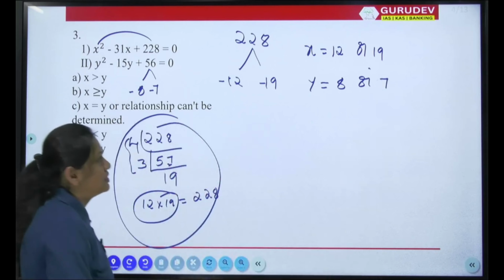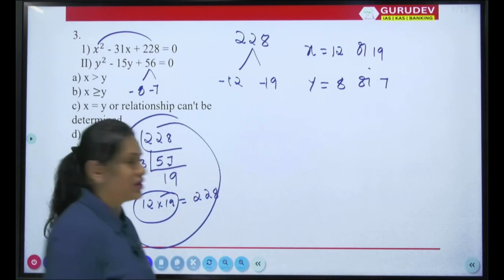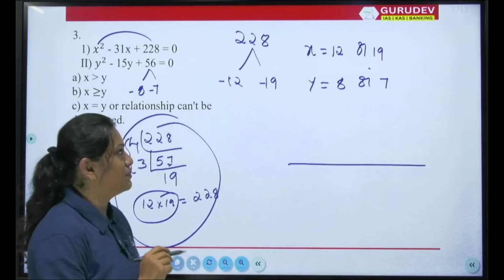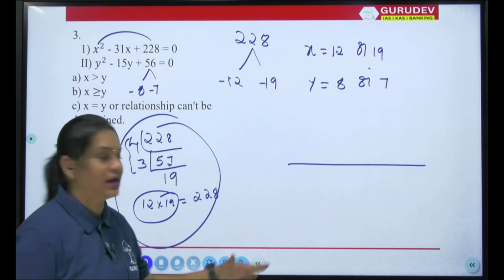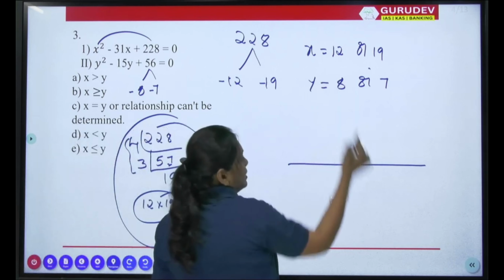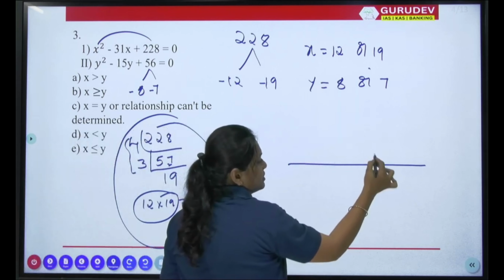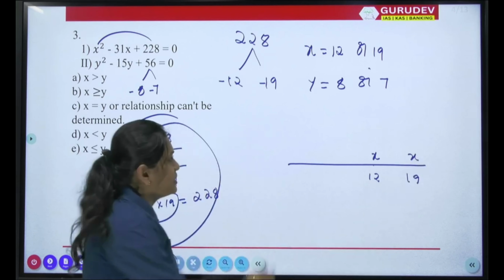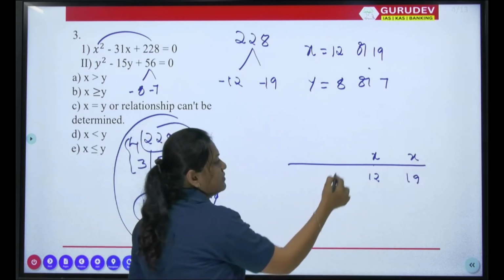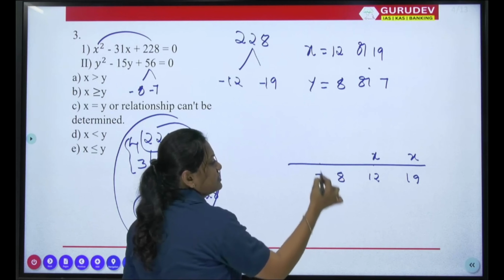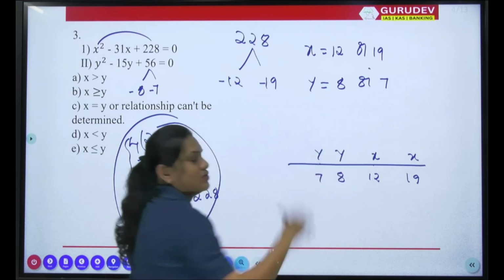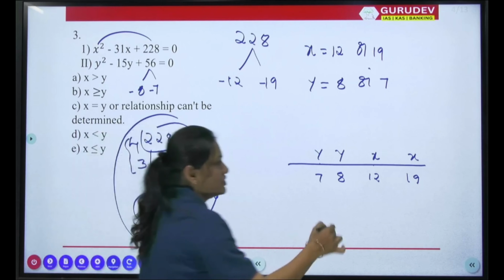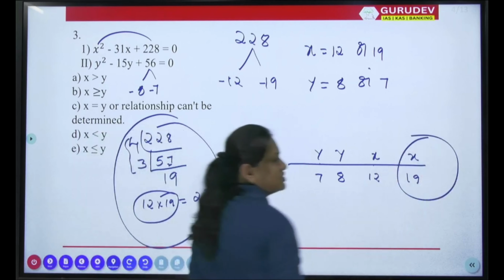Clear? Yes. Once we got the roots, so comparison part, right? So for the comparison part, just plot the numbers on the number line. So 12 and 19: somewhere here it is 12, which is the x value, and 19 here is the x value. Next, 8 and 7. Somewhere we will get 8 and somewhere we will get 7 here. So these are the roots of y. Yes. When I observe the number line here, which is the rightmost? The rightmost here is x.